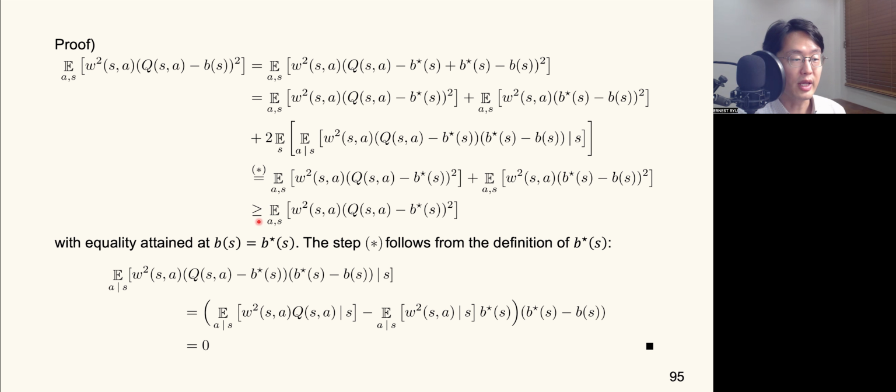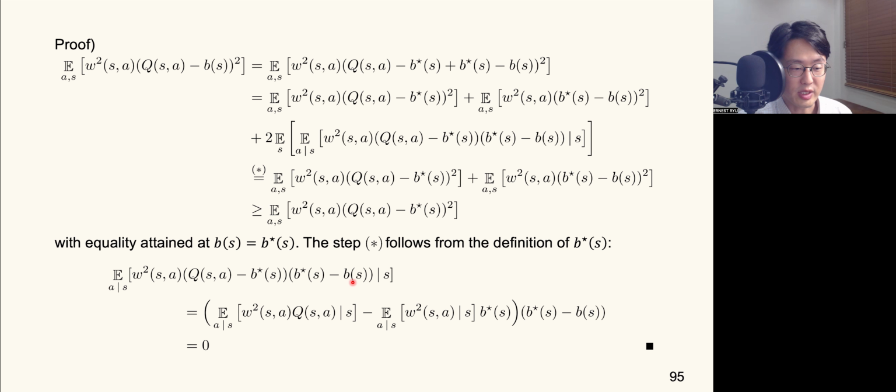Okay, so now it remains to justify the step star. This step star follows from the definition of b star. Why is that the case? Well, let's take this inner conditional expectation and write it over here. I'm going to show that this inner expectation is 0. This inner expectation is the conditional expectation of A conditioned on S. Now, as far as this conditional expectation is concerned, S is deterministic because we're conditioning on S.